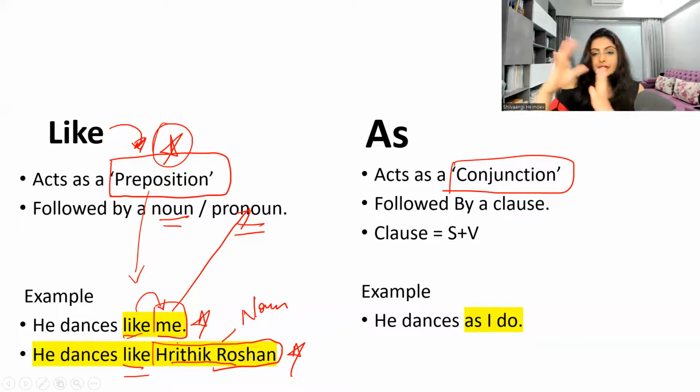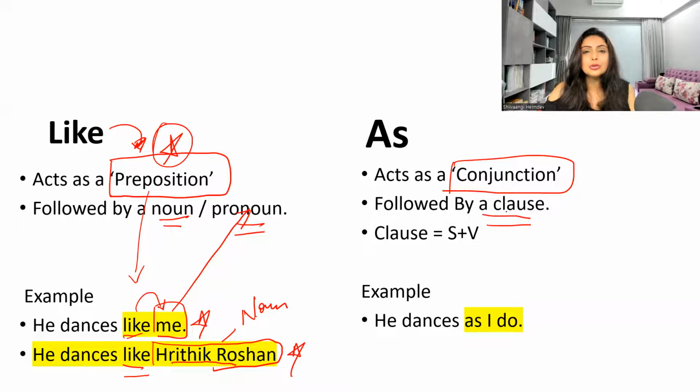However, if you look at this side of the screen, as acts as a conjunction and it is followed by a clause. Now, you really need to understand what a clause is. We know what a noun is, we know what a pronoun is, I hope you know that. So, what is a clause? A clause is any sentence that has a subject and a verb in it.